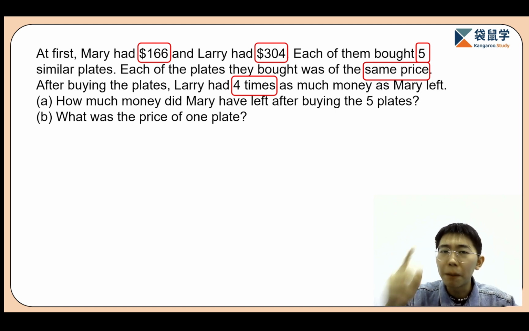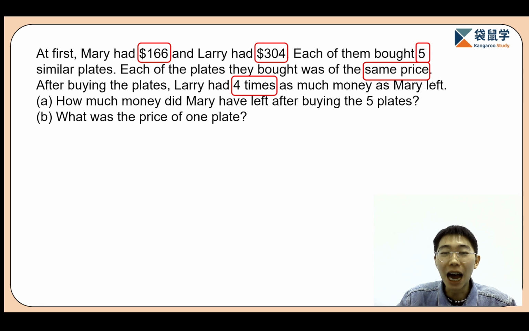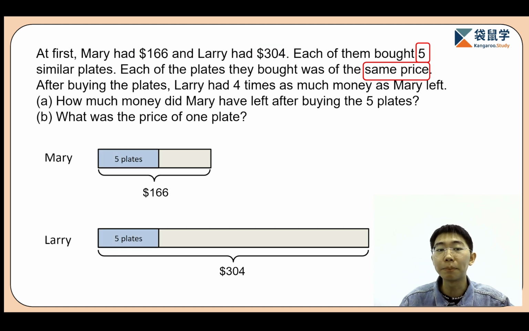So what is the best way to visualize these conditions? Draw models. So now, let me show you the model here. In this question, Mary had $166 and Larry had $304. Let's use this gray bar to indicate the money at start. Each of them bought 5 similar plates, and each of the plates they bought was of the same price. Let's use this blue bar to indicate the money they spent on these 5 plates.